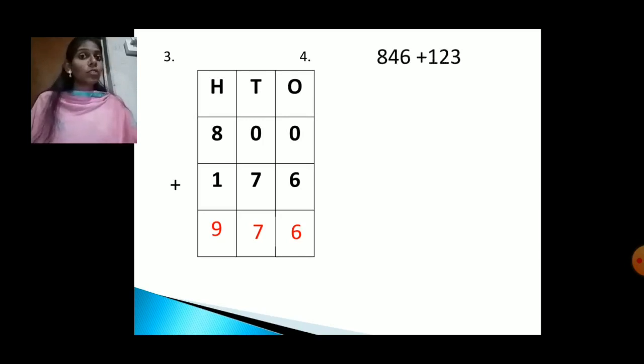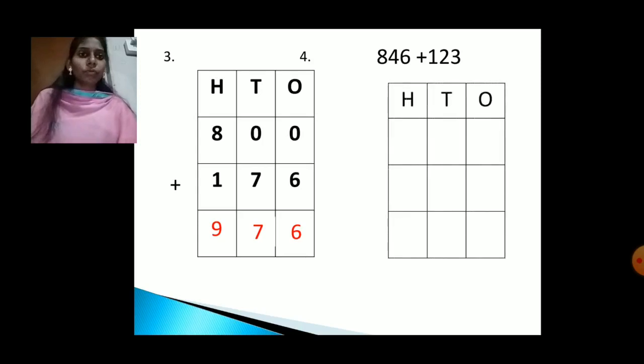Again here you have to arrange these numbers at the correct place, and then you have to solve this sum. So here the addition sign is given, right? Means you have to add. You have to add those numbers. Okay? So first we will place those numbers at the correct place, right? So we will start from 846. So first we will place the 6 under the ones place, 4 under the tens place, and 8 under the hundred place. Correct?